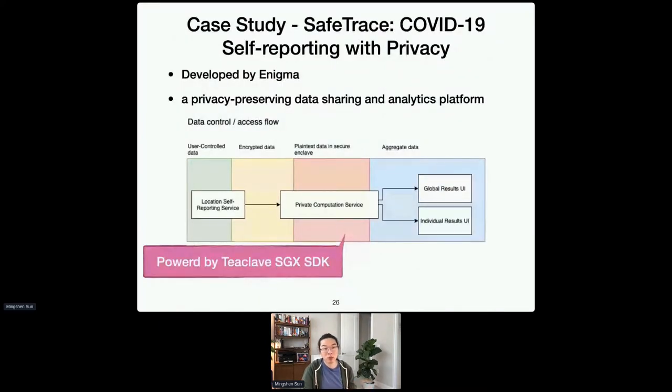The second one, which is relevant to the current situation, is a safe contact tracing platform developed by Enigma, which is a privacy preserving data sharing and analytic platform. You can submit your location to this platform without worrying about your sensitive location information. The platform will privately compute your location and compare it with the database protected by SGX. Normally you will be notified by the platform if you contacted some people with COVID. So this is another case study of using Teaclave SGX SDK to develop a privacy preserving platform.